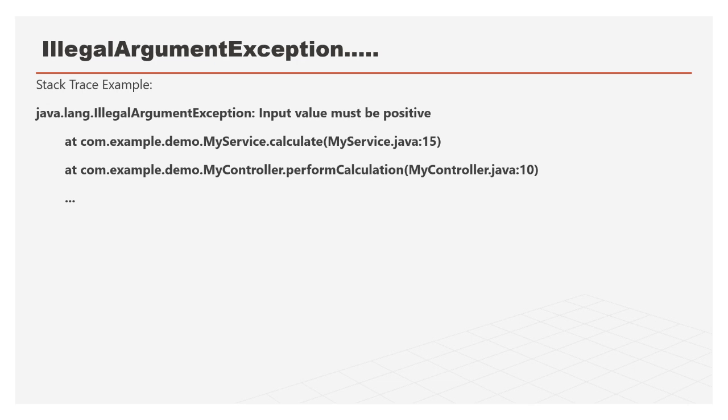Now, if you look at the stack trace, it is going to give you an exception stack trace which is caused by, where it is going to say that the value must be positive or something like that, which is going to denote that it's an illegal argument.